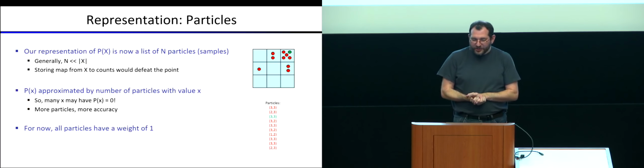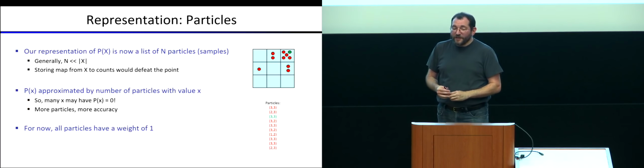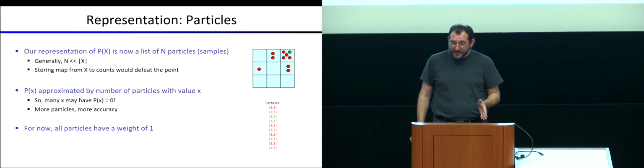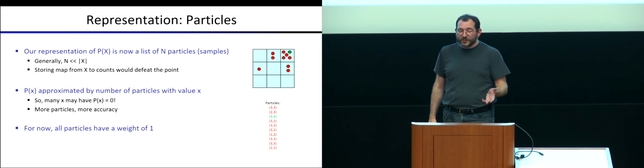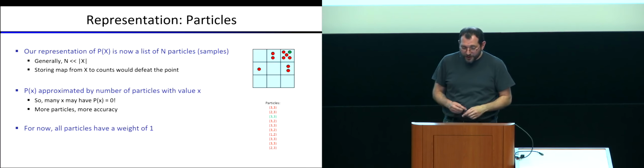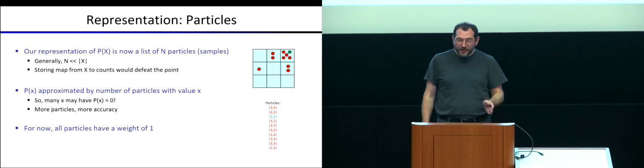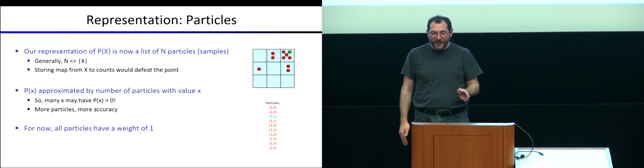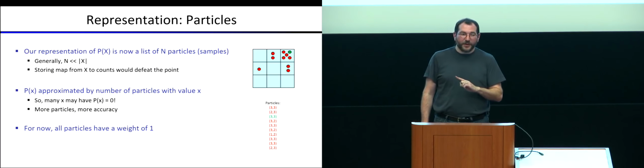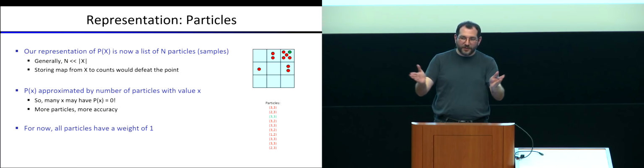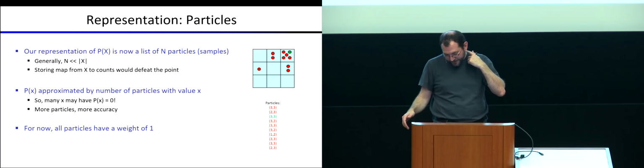So here's my representation of my distributions over X, which will in general condition on evidence, so they'll be belief distributions. But whenever I have a distribution over X, it's going to be a list of n particles. Normally n is much, much smaller than the size of X, except on these slides where it's just going to be a tiny bit bigger. But imagine the grid is huge and the number of samples compared to that is relatively small.